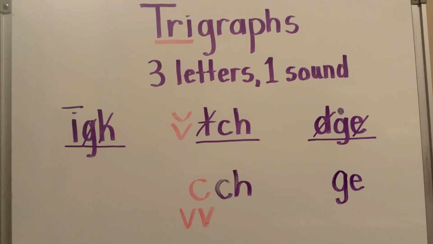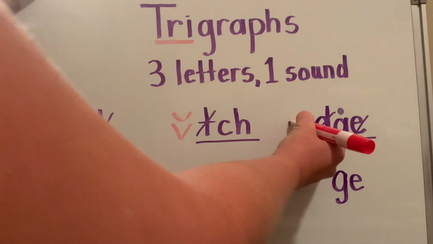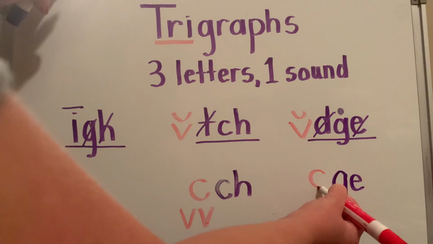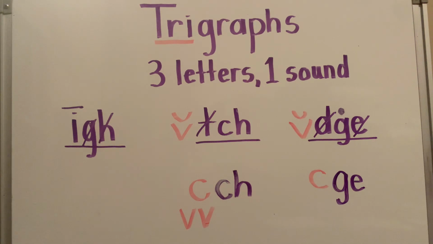When do I put the DGE trigraph on the end of a word to make the J sound? That's right. Just like TCH, DGE comes after a short vowel right before it. Like in the word bridge. I have a short I, so I would put a DGE after it. Now what about GE? That's right. So GE can come after a consonant like lunge, L-U-N-G-E.